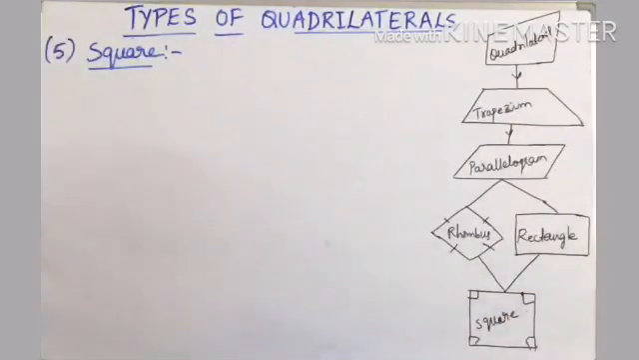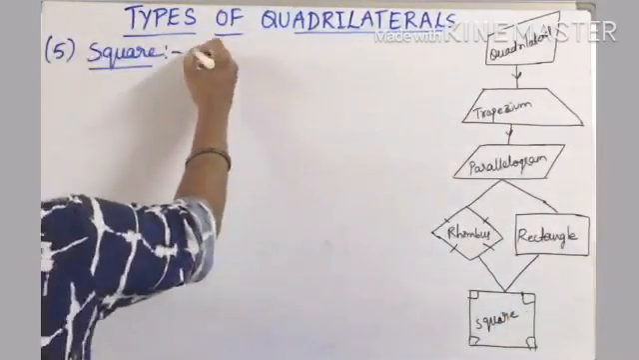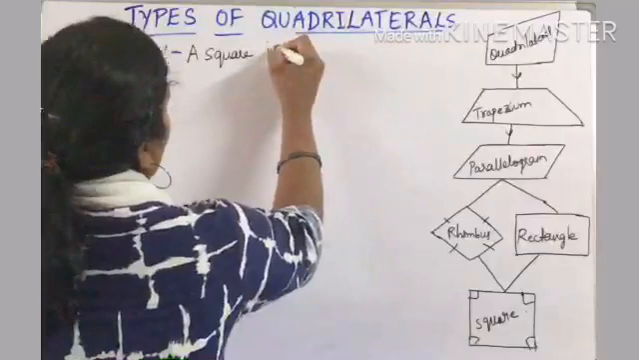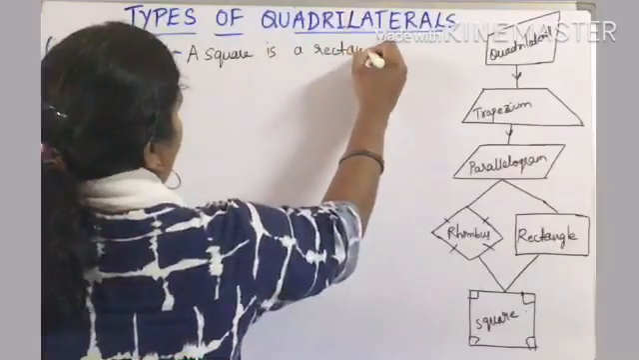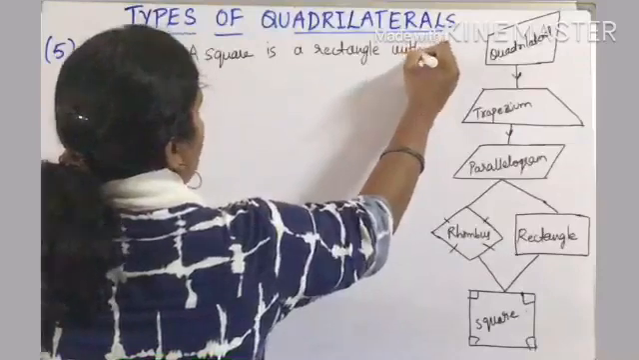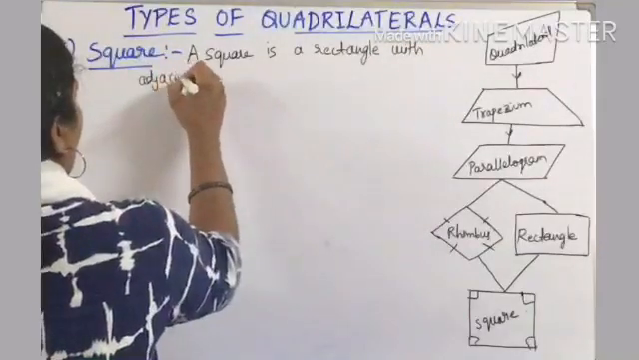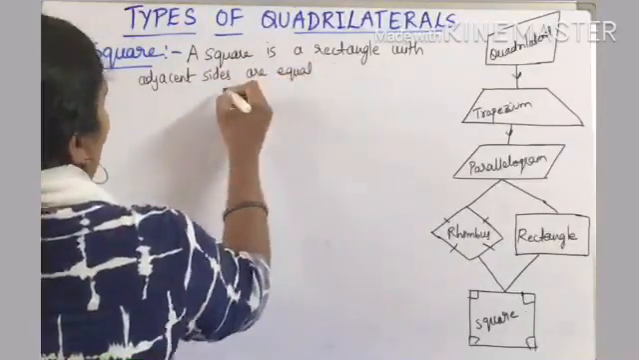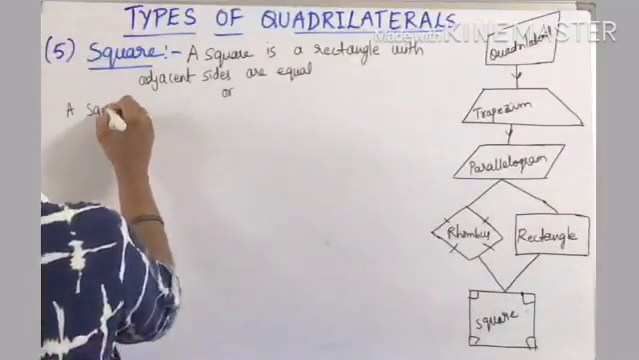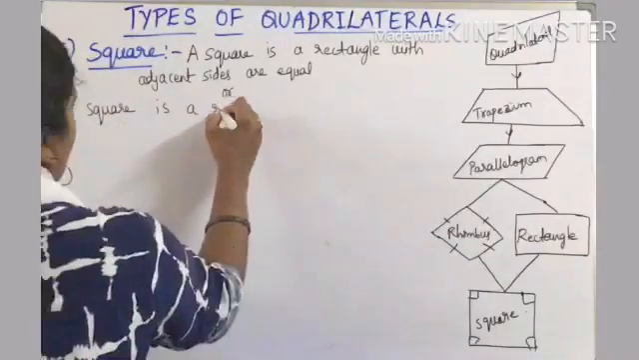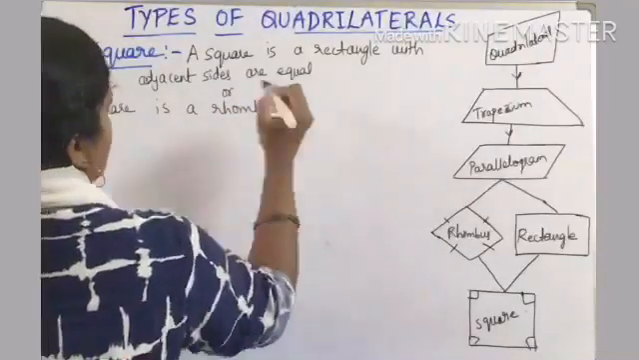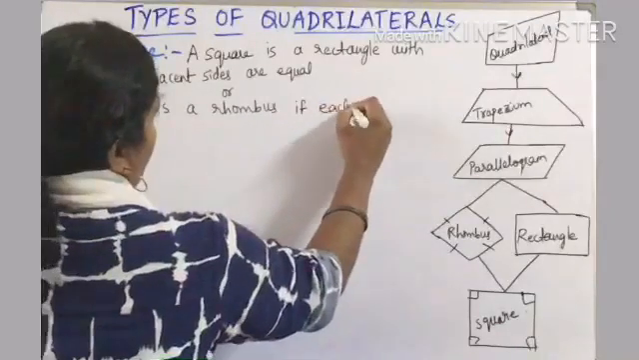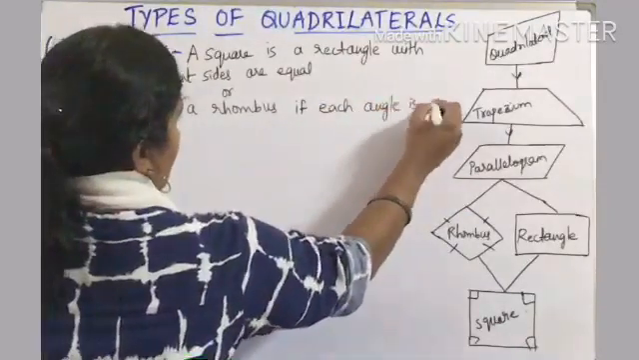So we can write two definitions here. One is a square is a rectangle with adjacent sides equal. Or a square is a rhombus in which each angle is 90 degrees.